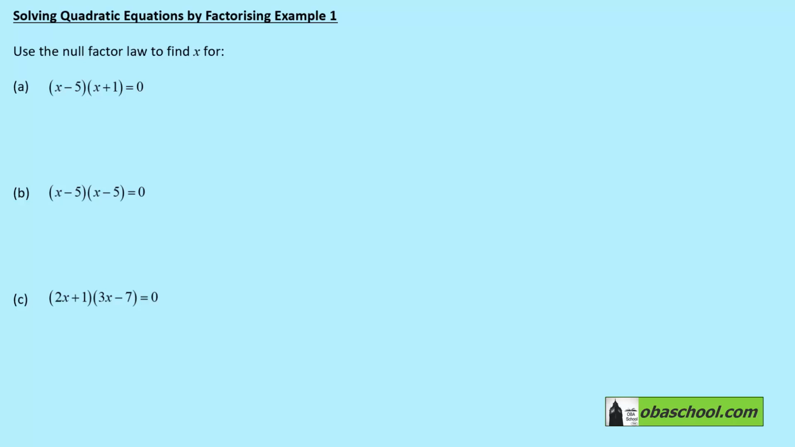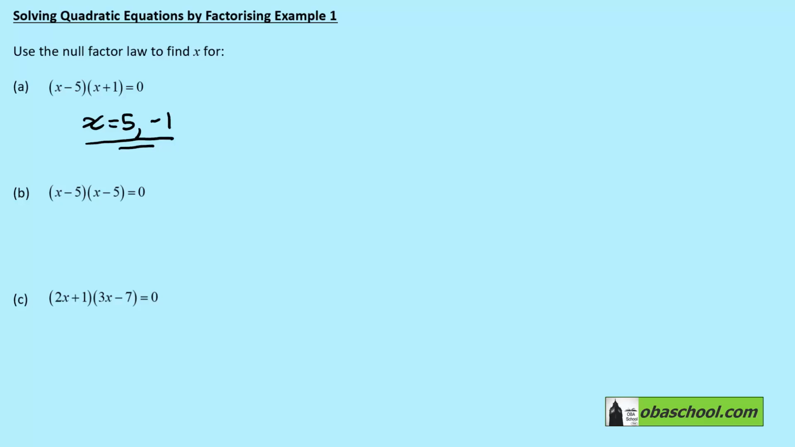Use the null factor law to find x for (x - 5)(x + 1) = 0. So we want the value of x that makes the first bracket 0. Well, that would just be x is 5, 5 take away 5 being 0. Or the value of x that makes the second bracket 0, and that would be negative 1, because negative 1 add 1 would be 0.